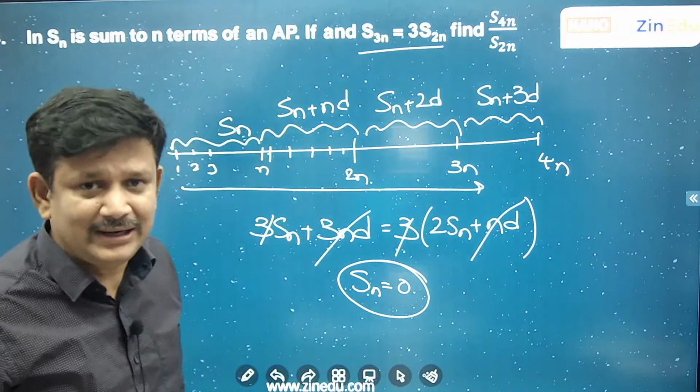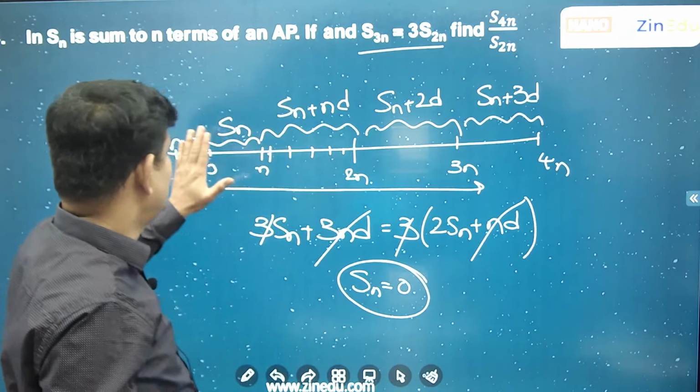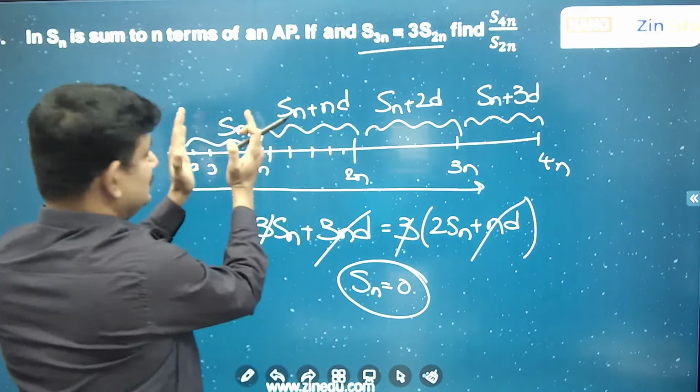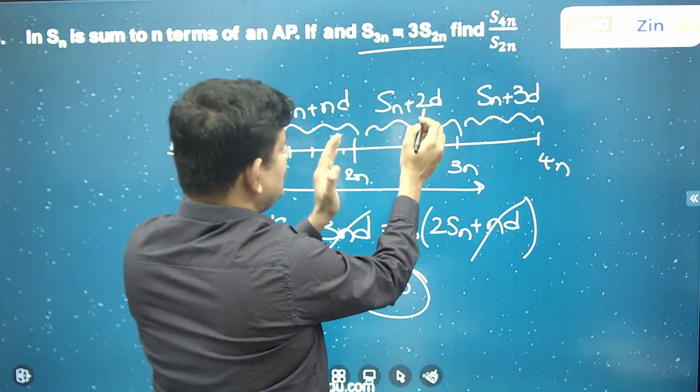Now what we need to find? S4n divided by S2n. S4n is how much? This entire sum: 0 plus nd plus 2nd plus 3nd. So total, how much? 0 plus nd plus 2nd plus 3nd. 6nd is S4n for you.